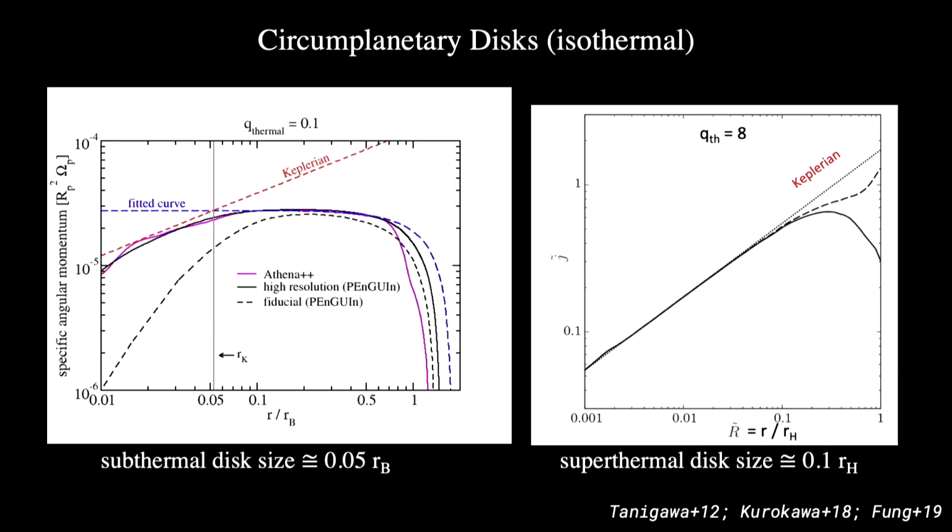When you have an isothermal disk, one way to define the size of the disk might be to figure out where in the disk is actually rotationally supported. And if you use that definition for the CPD, you will find that for subthermal disks, the size is something like 5% of the Bondi radius. And if you think you might have heard me wrong, you're not mistaken. It is 5%. It is a very small fraction of the Bondi radius. And then if you're superthermal, then your disk size might be about 10% of the Hill radius.